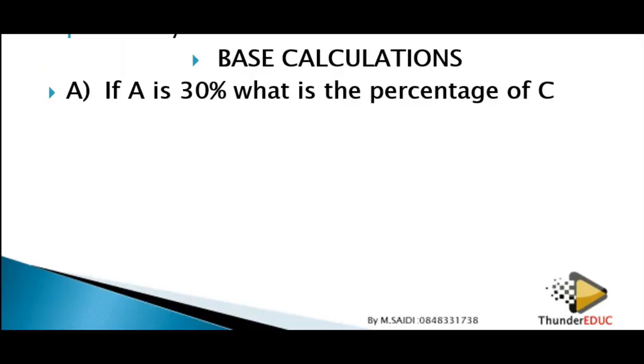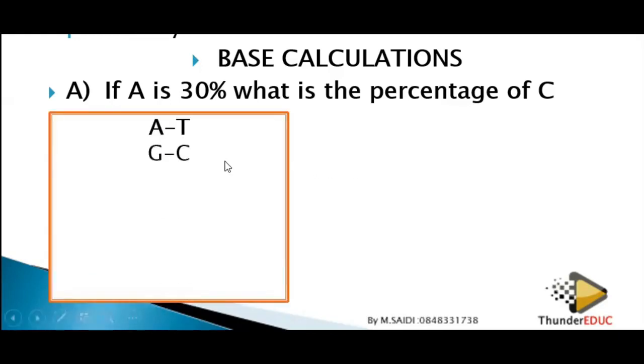If you add 30 plus 30, you get 60. The remaining percentage will be for cytosine and guanine. Remember, these two are complementary to each other. Therefore, if I divide by 2, I get the individual percentage of guanine and cytosine. This is what I'm trying to say: adenine goes with thymine and guanine goes with cytosine.